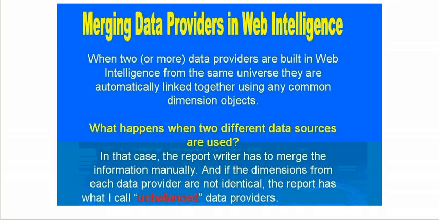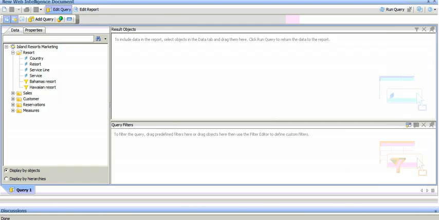When two or more data providers are built in Web Intelligence from the same universe, they are automatically linked together using any common dimension objects. What happens when two different data sources are used? In that case, the report writer has to merge the information manually, and if the dimensions from each data provider are not identical, that's what I call unbalanced data providers.